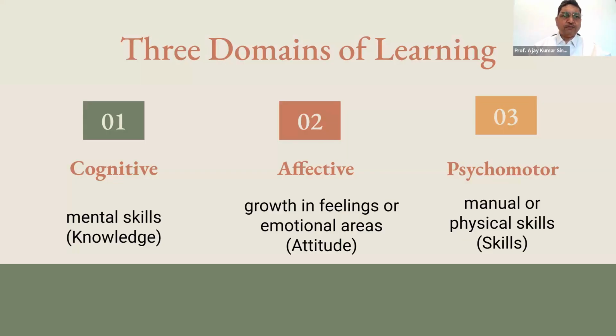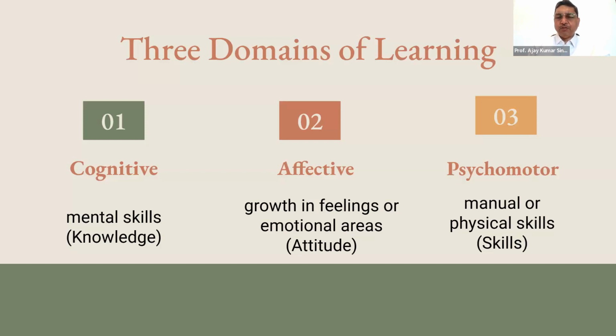Cognitive is for the knowledge aspect of it, where mental skills are required. Then the second is the affective domain. Growth in feelings or emotional areas, which is reflected in the form of the attitude of an individual. And the third is the psychomotor, the manual or physical skills, the ability to do certain things.